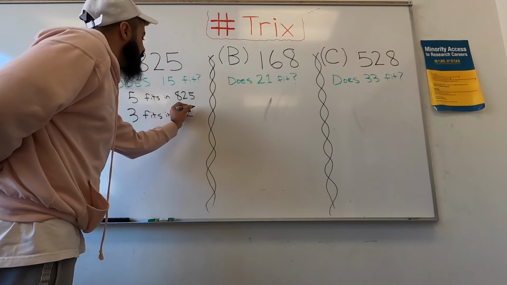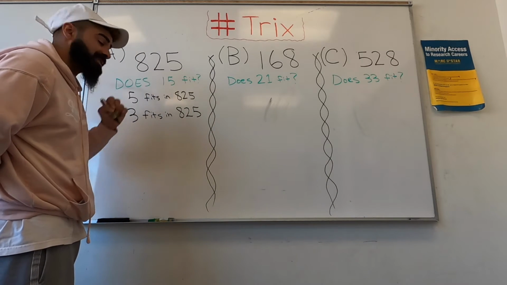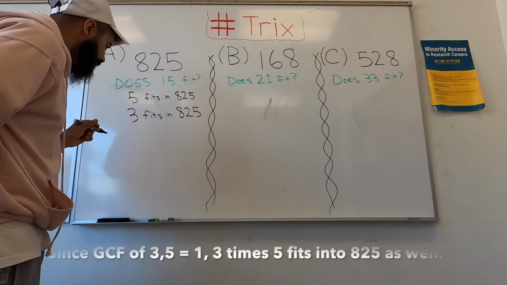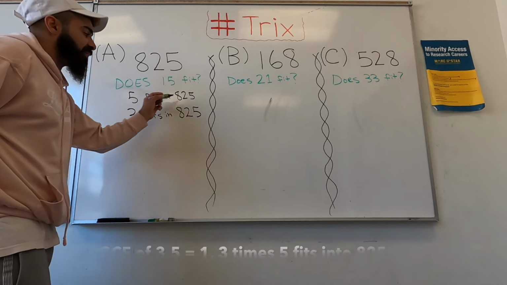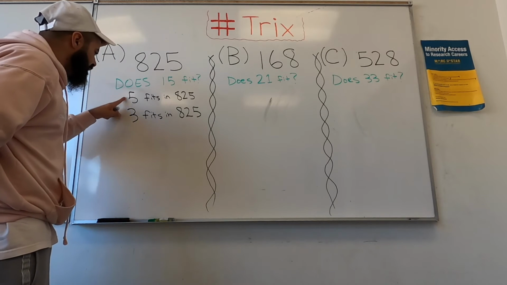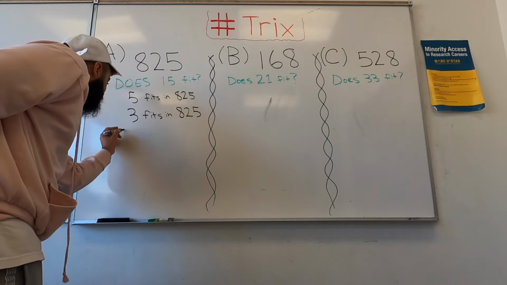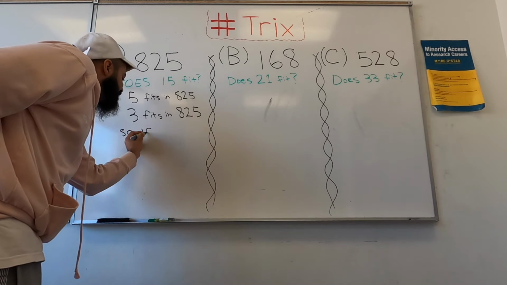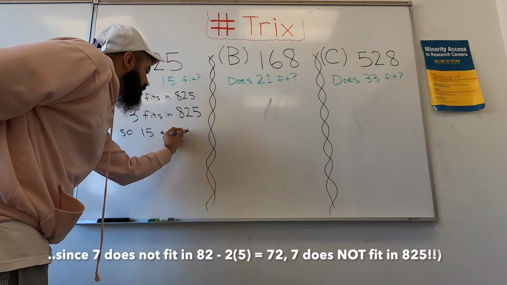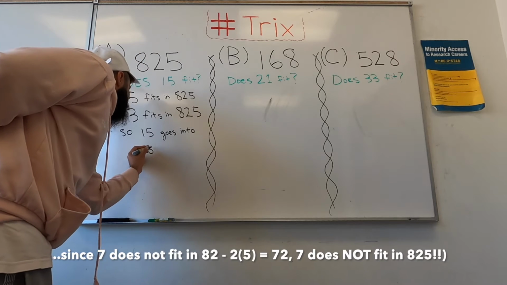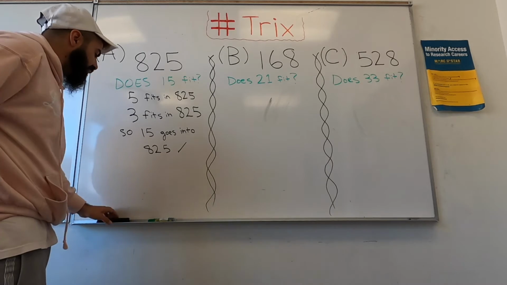And we have a video called Divisibility Rules for 3, which shows you how to tell if 3 fits into a number without a calculator. Since 5 and 3 both fit inside of 825, and the only factor that they share in common is 1, you can times them. So 15 goes into 825. Check.